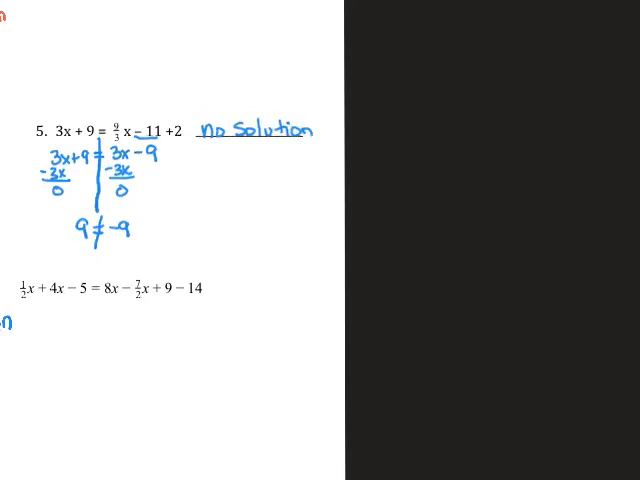They try to trick you sometimes. Oh, I see 2 9s on each side of the equal sign. But if you look closer, one's positive, one's negative. That is not the same.